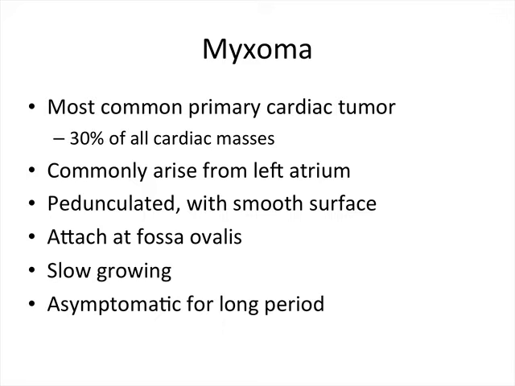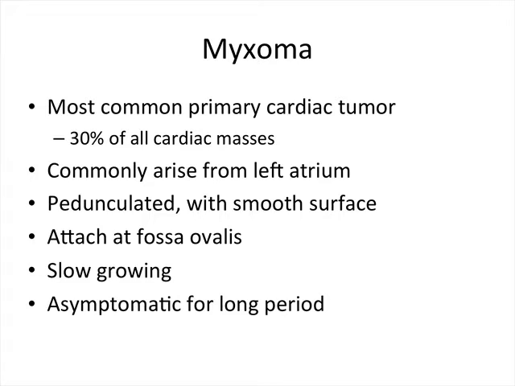While cardiac tumors in general are rare, a myxoma is the most common primary cardiac tumor, making up 30% of cardiac masses. These tumors commonly arise from the left atrium, but also can be found in the right atrium or in either the left or right ventricles. Myxomatous tumors are usually pedunculated but have a smooth surface. However, they can become friable and embolize to the systemic circulation.